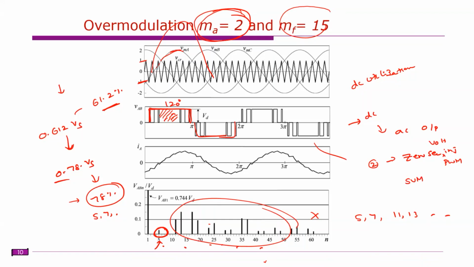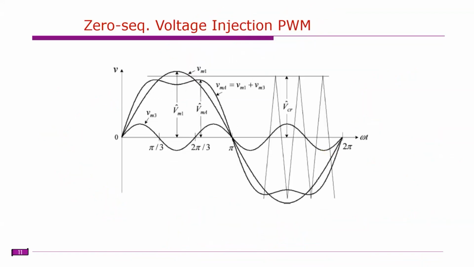Now we will discuss the zero sequence voltage injection PWM. The idea is to increase the DC utilization without involving or without emerging the lower order harmonics. The idea is pretty simple.